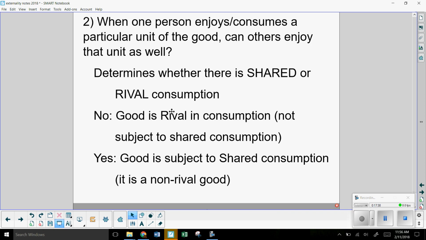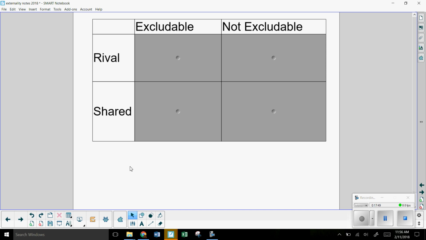So basically what we're thinking about here is: is the good rival in consumption, or is it subject to shared consumption? Hopefully those examples help flesh that out a little bit for you. When we combine these two things, we have two questions, and each of them is binary, and you know me well enough to know that I'm going to think about a Punnett square for that.